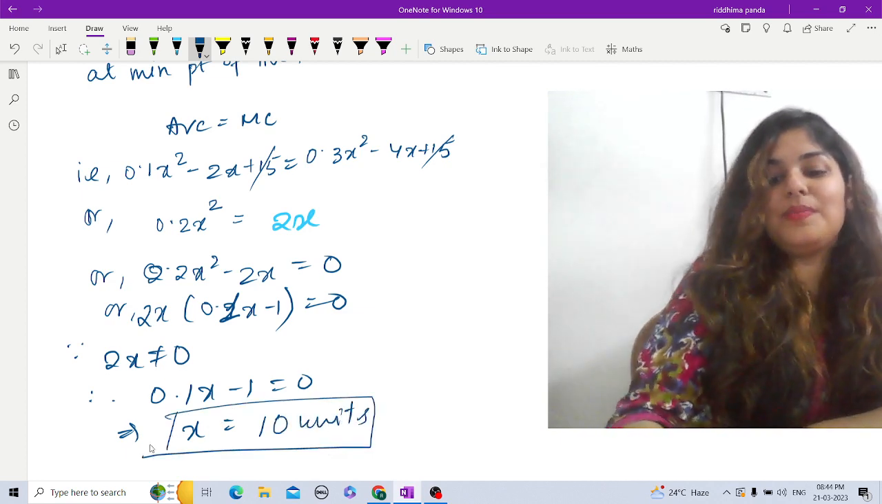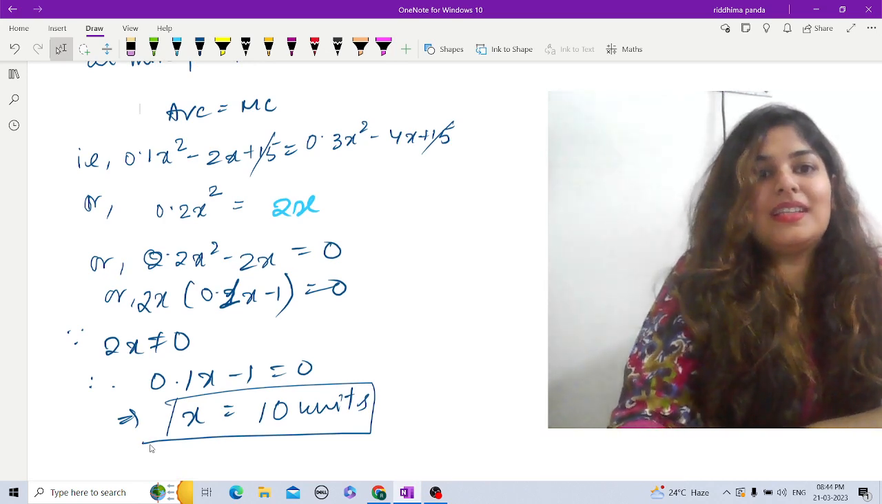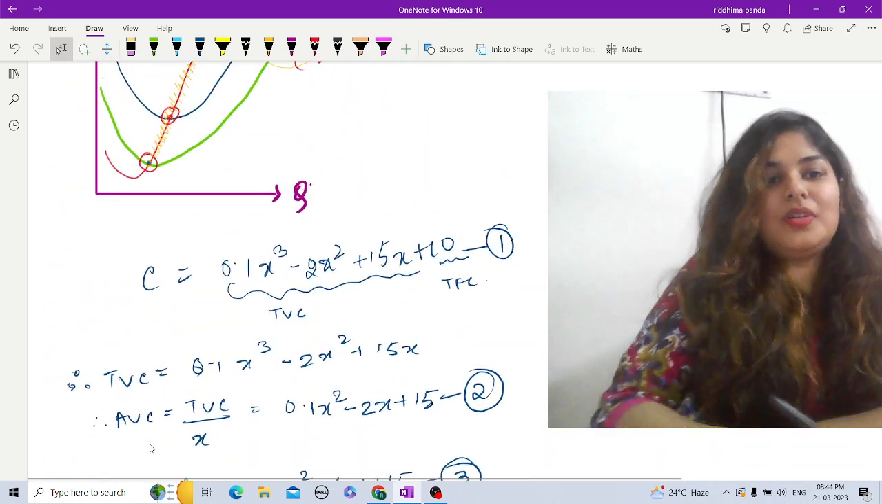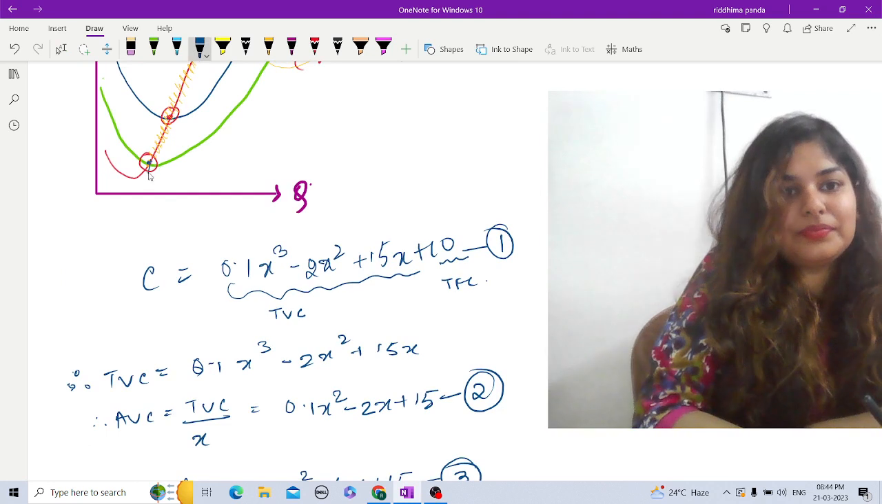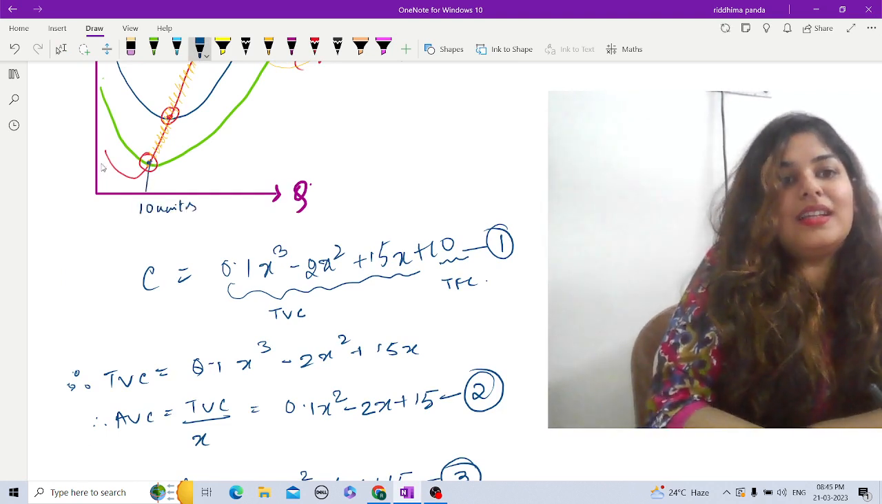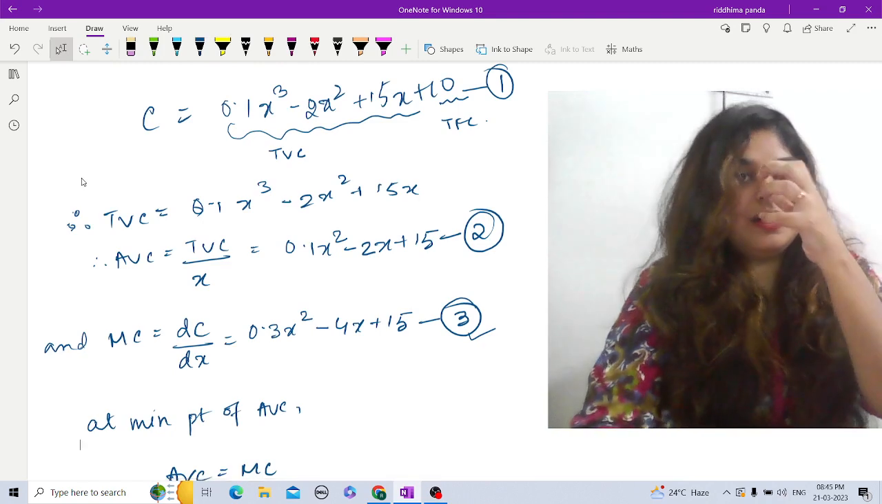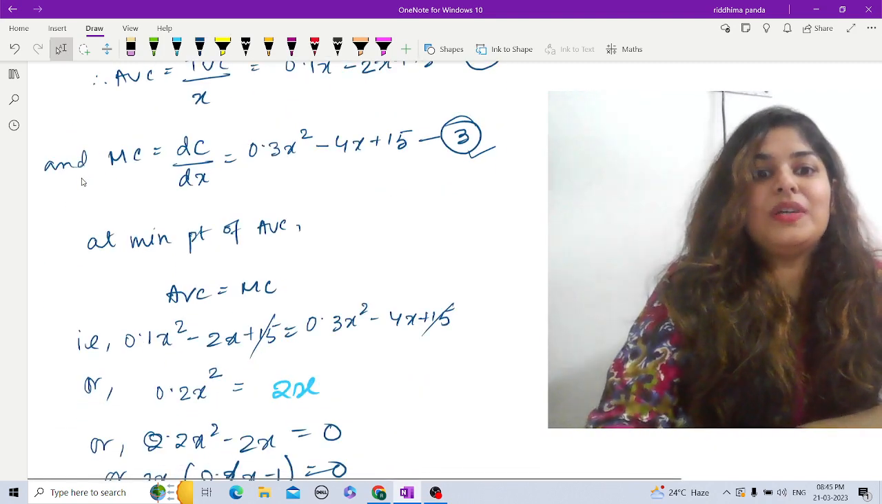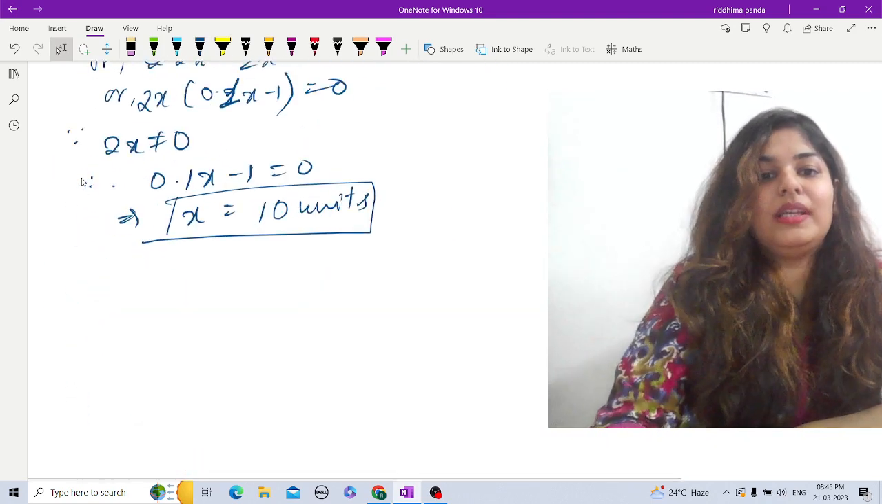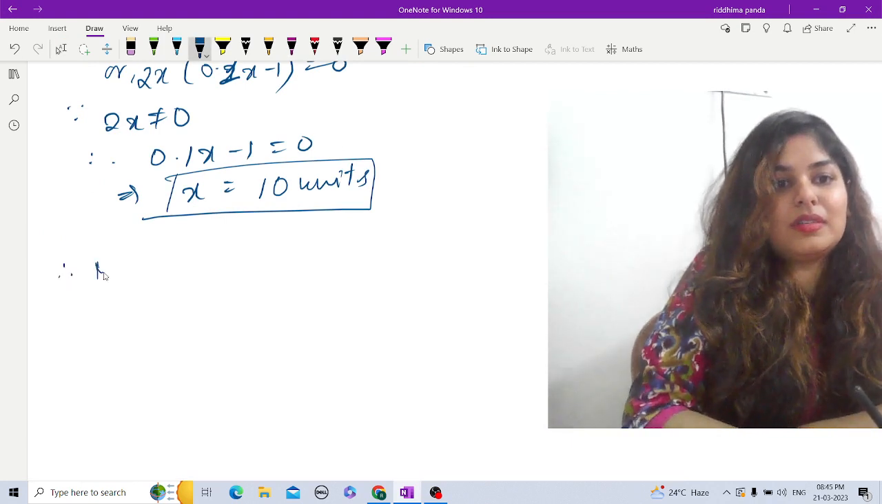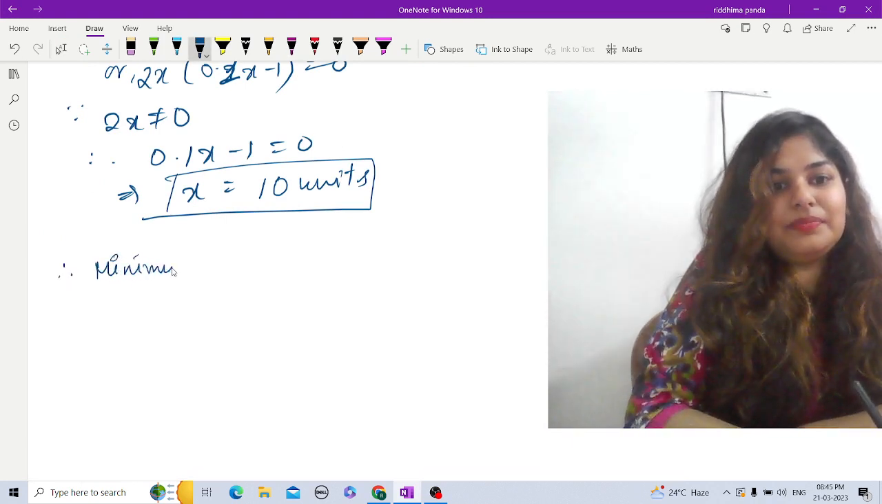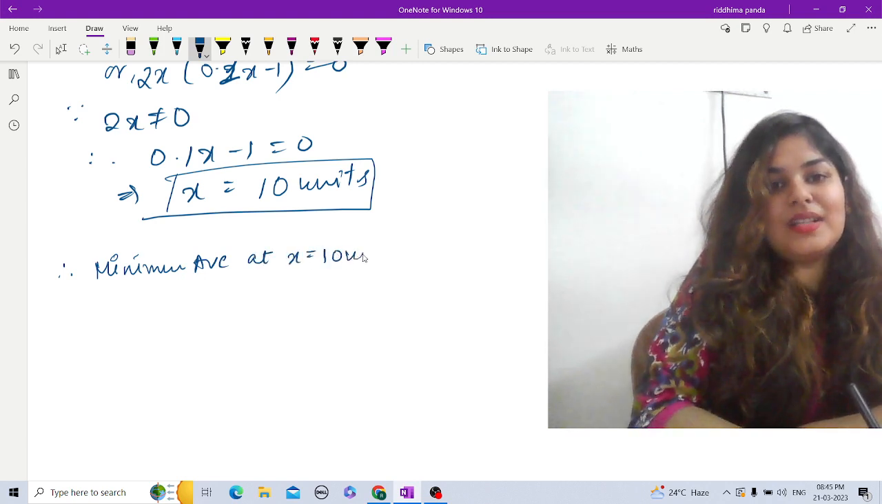What is the meaning here? It means that at this point the output is 10 units, right? Now, what is the minimum price here? For that, I have to calculate the minimum AVC. How much is the minimum AVC? Now, let's calculate. Therefore, minimum AVC at x equal to 10 units.